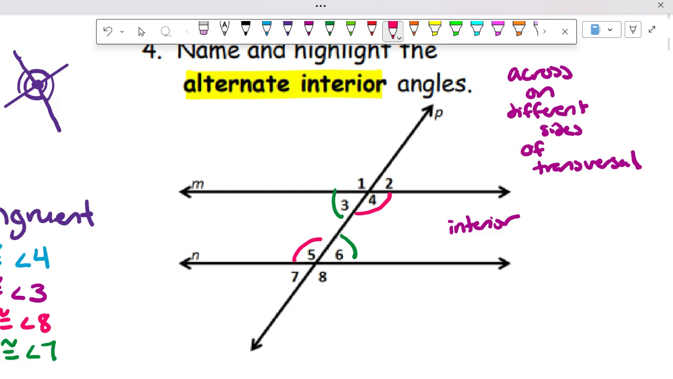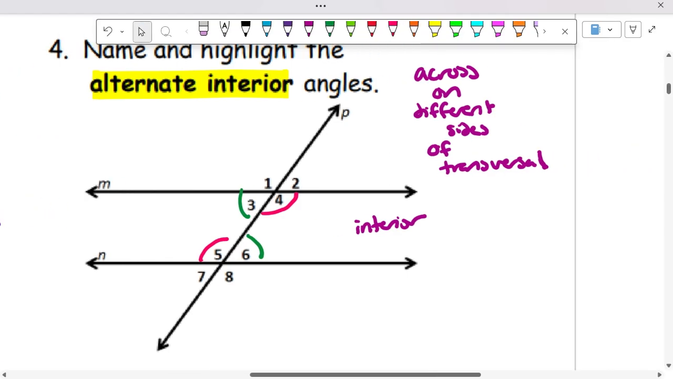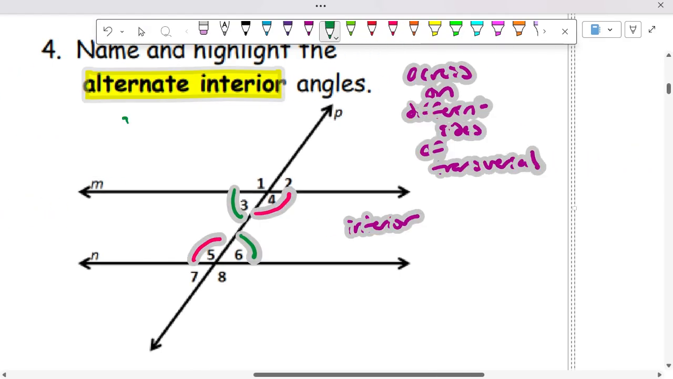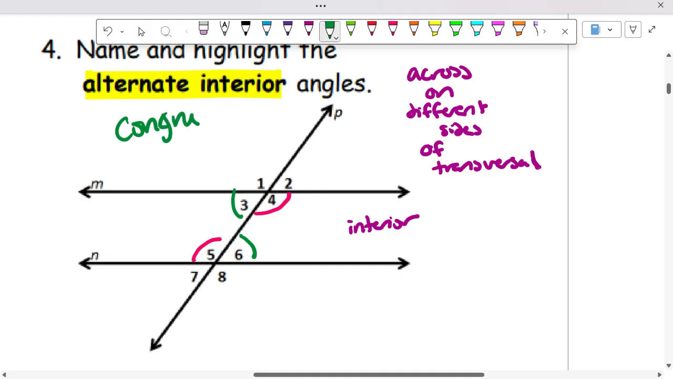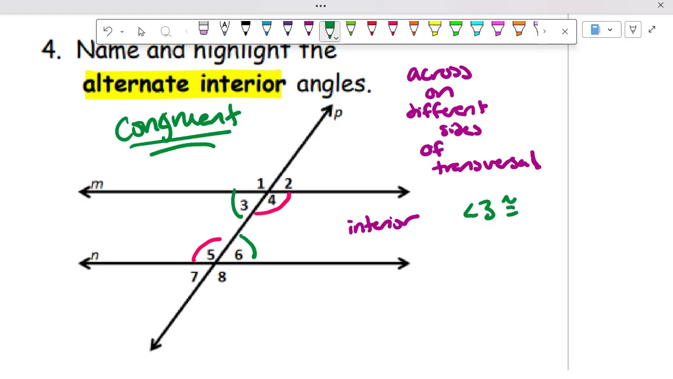Does that make sense? So these angles are always congruent. So angle 3 is congruent to angle 6. Angle 4 is always congruent to angle 5.